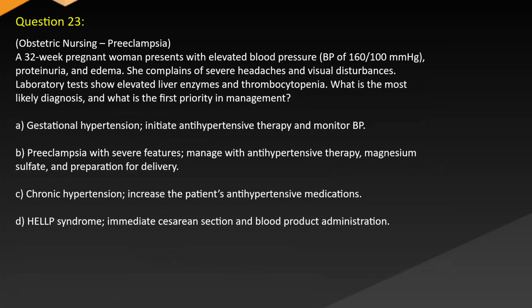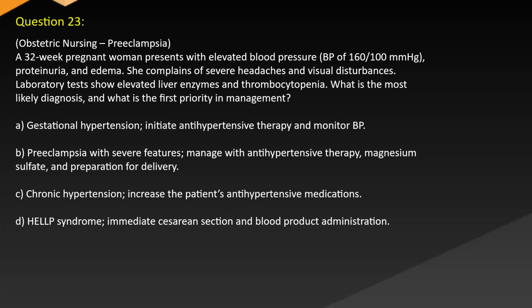Question 23. Obstetric nursing. Preeclampsia. A 32-week pregnant woman presents with elevated blood pressure, BP of 160/100 mmHg, proteinuria and edema. She complains of severe headaches and visual disturbances. Laboratory tests show elevated liver enzymes and thrombocytopenia. What is the most likely diagnosis and what is the first priority in management?